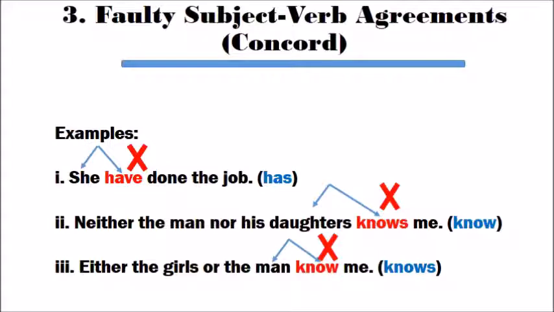In the third example, the same situation arises again. "Either the girls or the man know me." This is a wrong occurrence. Man singular, knows is supposed to be singular, taking is also. So we forget about the girls in this case and go for the man knows me. There are so many rules when it comes to concord. It is hoped that a separate video will be used to treat these aspects of the English language.